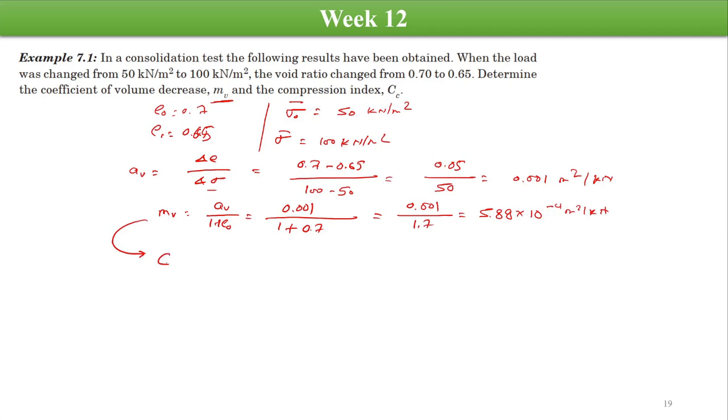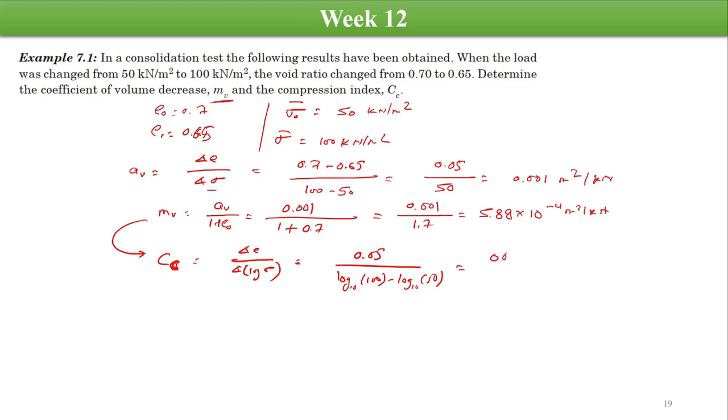Based on this value, we can determine the compression index, that is computed by delta e upon delta of log sigma, right? That is the slope in the e versus log sigma curve. So it will be 0.05 in the numerator and below it will be log at the base 10 of 100 minus log at the base 10 of 50. Let's solve this one. Let's see what you obtain.